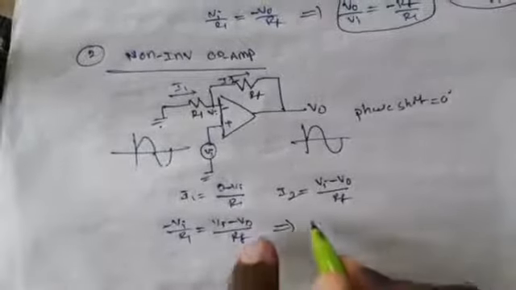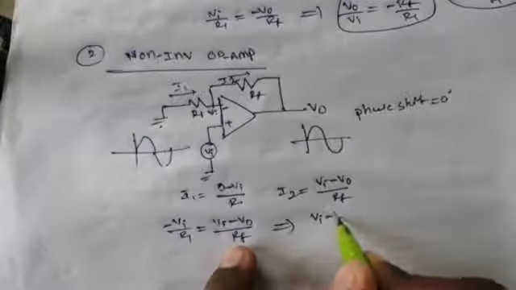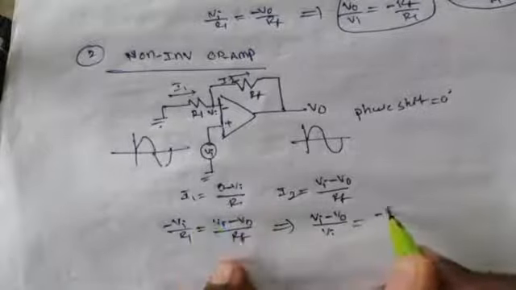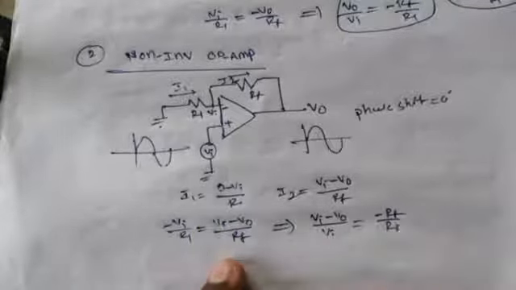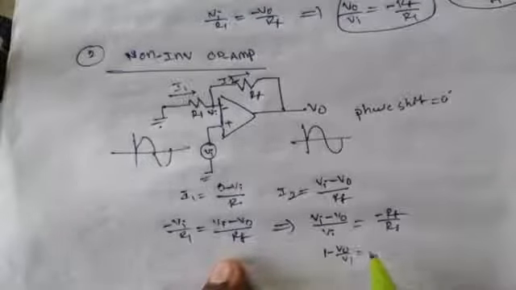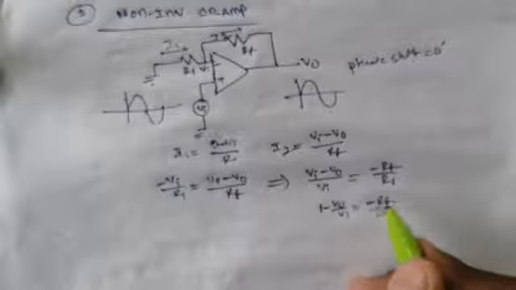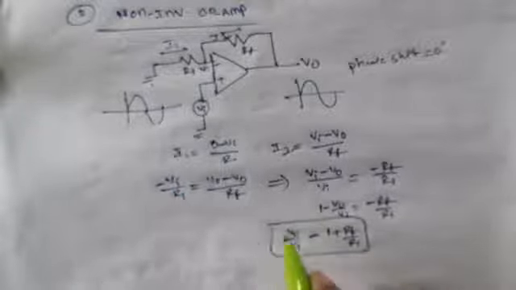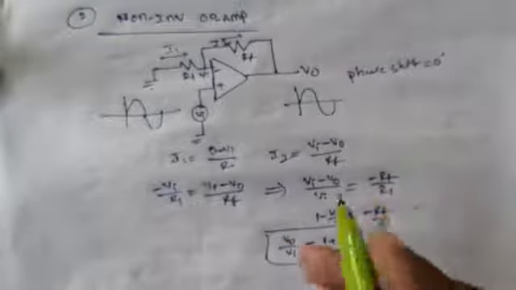So from this, Vi minus V0 by Vi is equal to minus RF by R1, taking RF across. So Vi cancels. 1 minus V0 by Vi is equal to minus RF by R1. Taking the V0 by Vi ratio to the right side, 1 plus RF by R1 is equal to V0 by Vi. V0 by Vi is nothing but gain. So in this case the gain of the operational amplifier is 1 plus RF by R1.